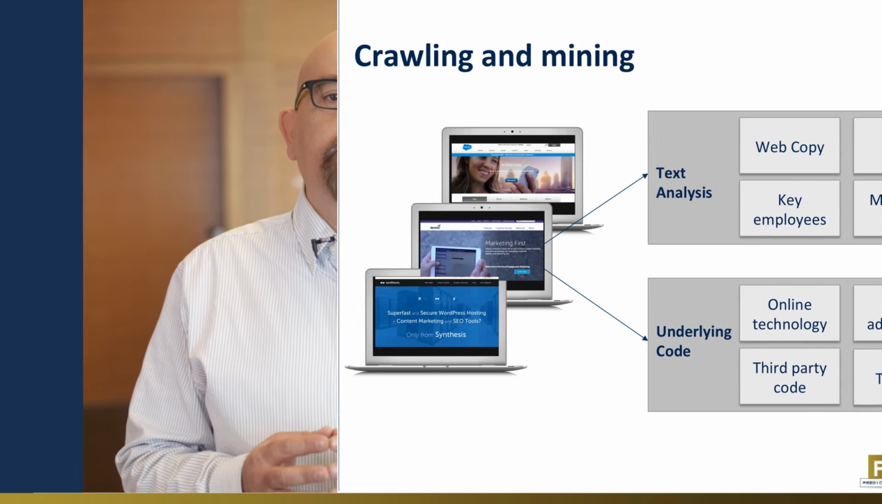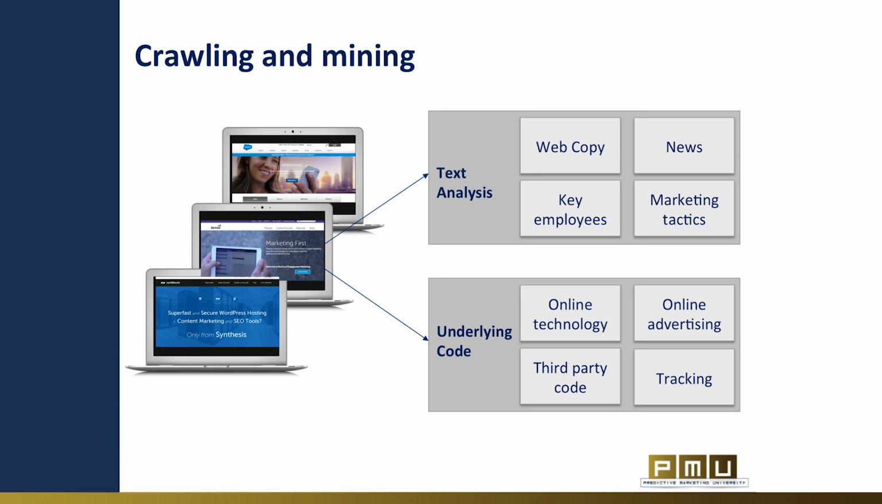First, to understand the process in which we create marketing indicators, let's review the type of data that we can get from the web. Online data can be divided into two main parts: text and code. There are of course other types of data such as images and videos, but we will not touch these today. Analyzing text includes web copy, news, key employees, resumes, and marketing tactics. Underlying code analysis includes online technologies, online advertising, third-party codes, and online tracking and measurement.